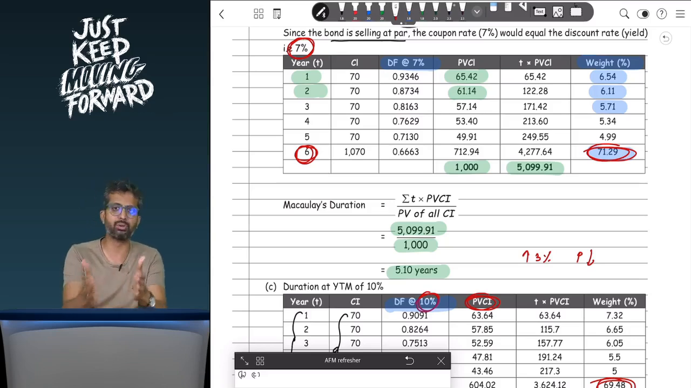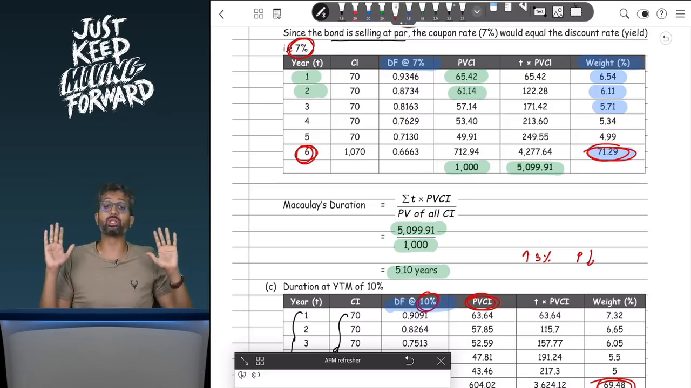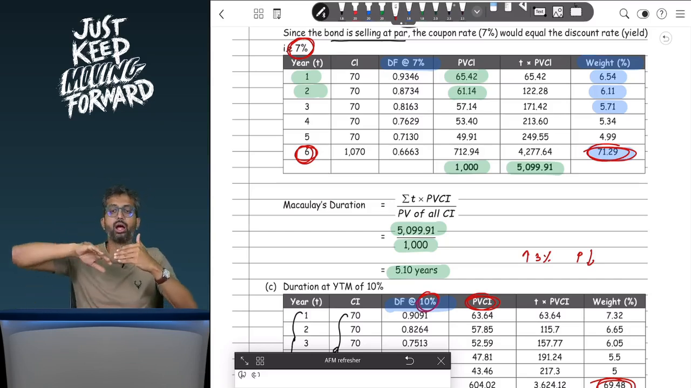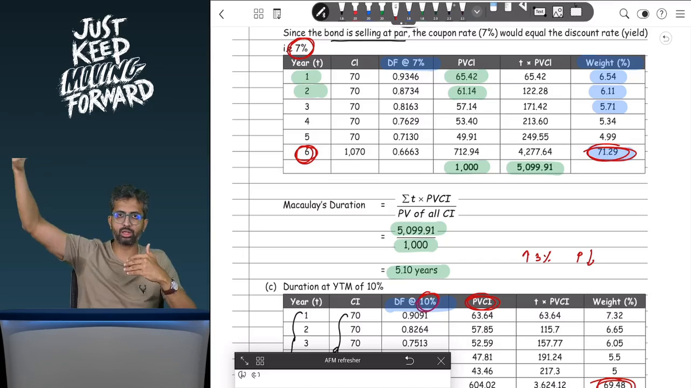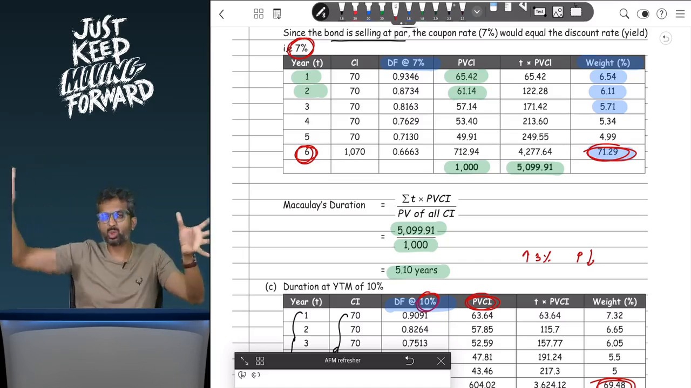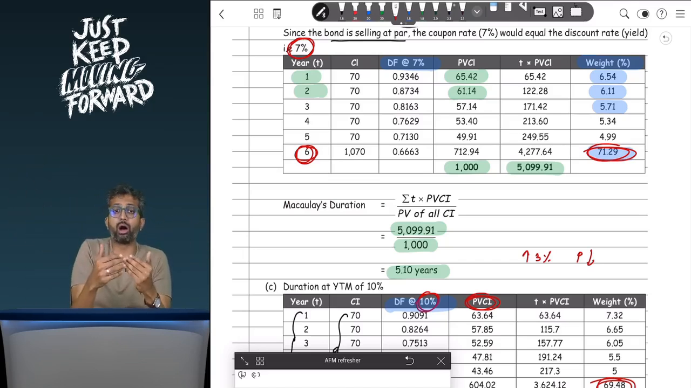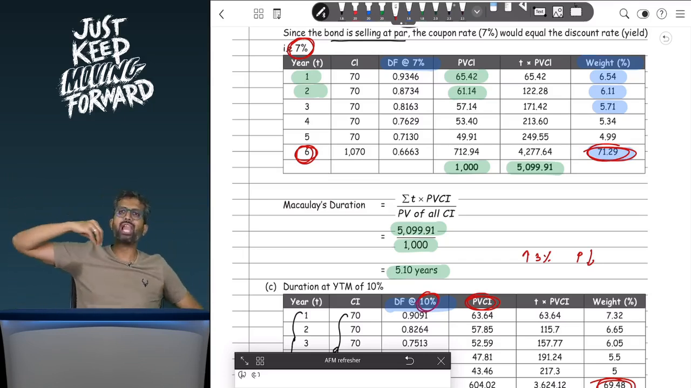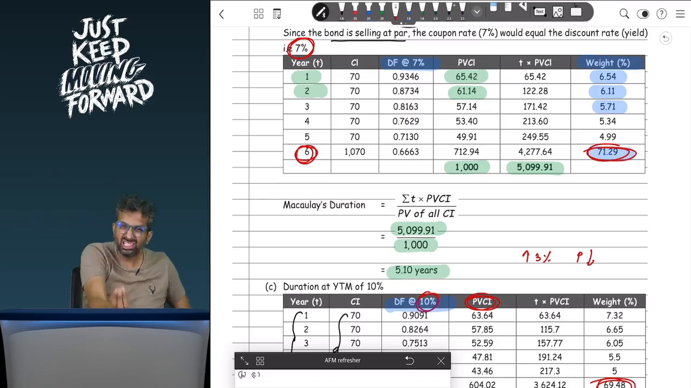As you can see clearly, from 5.1 it is coming to 5.03. Now why is it changing? Fundamentally because of the higher discount rate, the later years will be worth much less. Remember, if the discount rate is very high, inflation interest rate is very high, the value of money in later years is much lesser. It loses a lot of value.